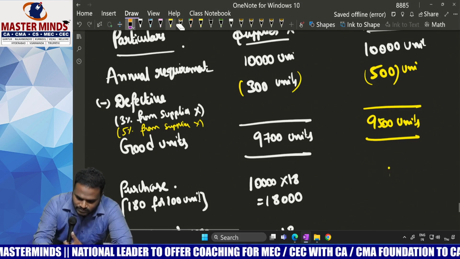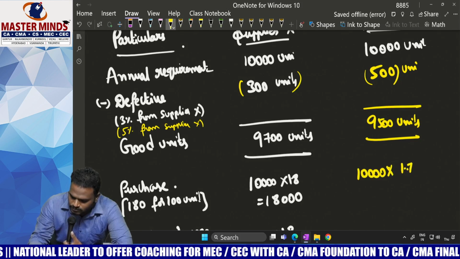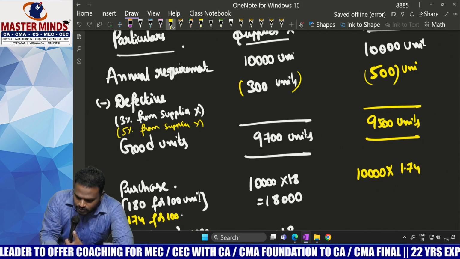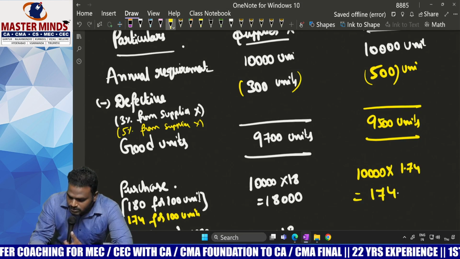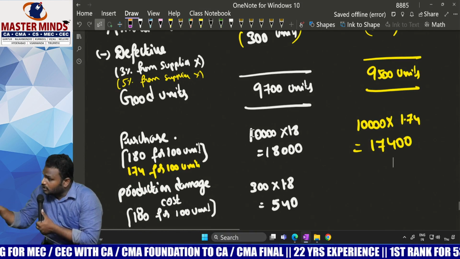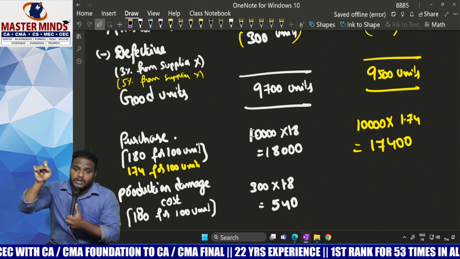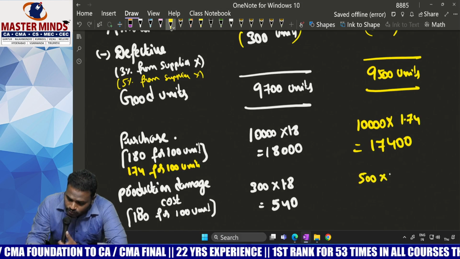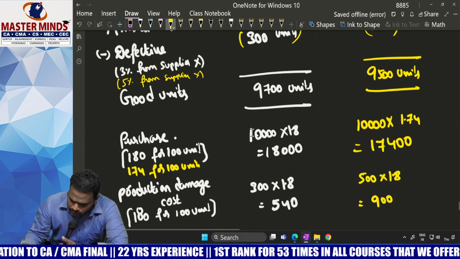Now 10,000 into, for 1 unit how much? 1.74 rupees, so 174 rupees for 100 units. 17,400. Very good. These 500 units enter into the production process and cause damage of 1.8 per unit. How many enter into the production? 500 into 1.8. 900.